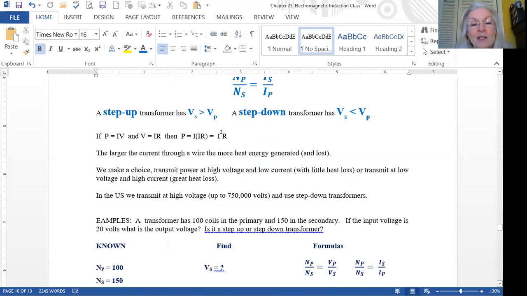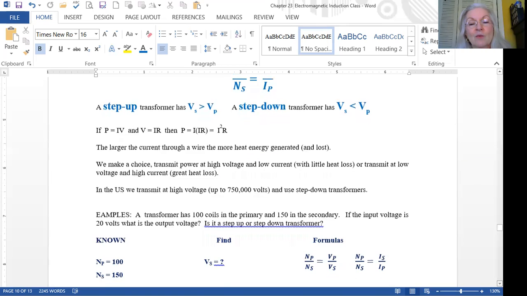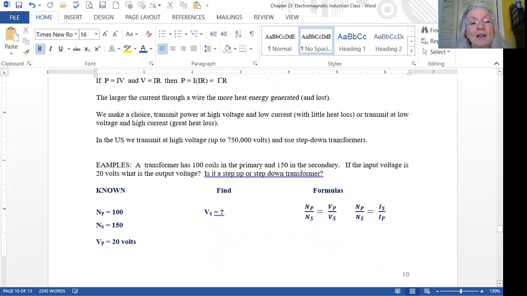So we can transmit at, say, even 750 volts. But obviously, if your house has outlets that are 110 volts, we have to do something to bring that down, and we use a series of step-down transformers. You've probably seen a transformer, you just didn't realize that's what it was.